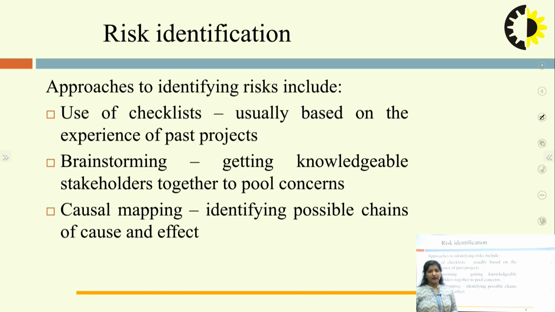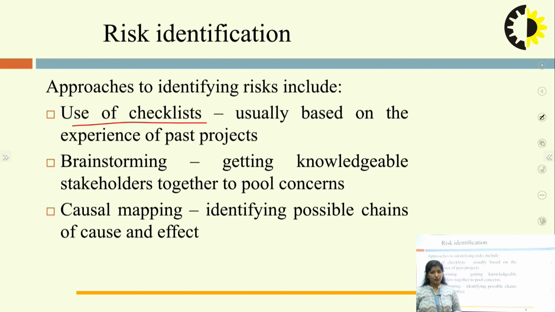Now coming to all these frameworks one by one. First one is risk identification. So, approaches to identify the risk. What are the various approaches to identify the risk? First one is the use of a checklist. So basically we make a checklist. That means we note down all the points that can occur in the system.